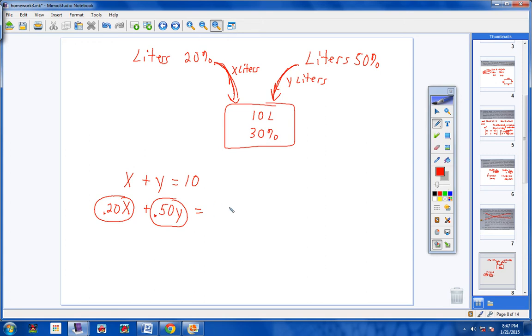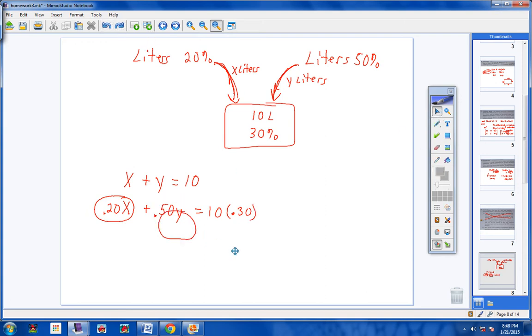Now what's my total acid? Well, how many liters do you have? 10. At what percentage of acid? 30%. So if you take your total times the percentage, this will give you the acid also. So I have acid plus acid equals my total acid, which is totally a true statement or a true equation, okay? So now I have my two equations up here, alright?